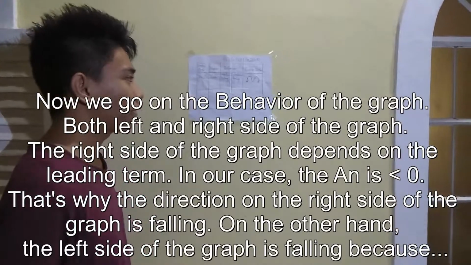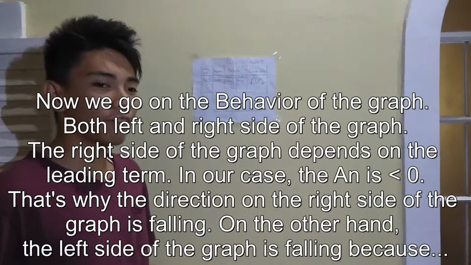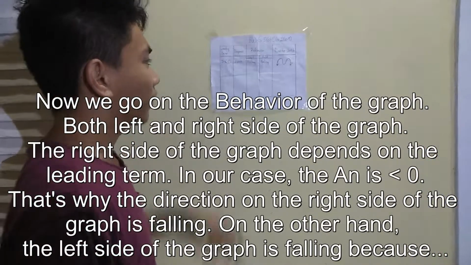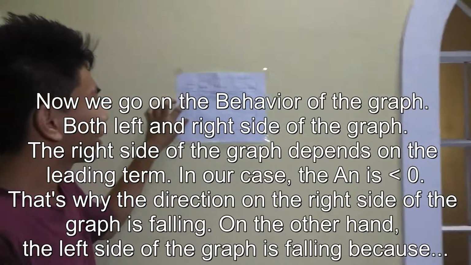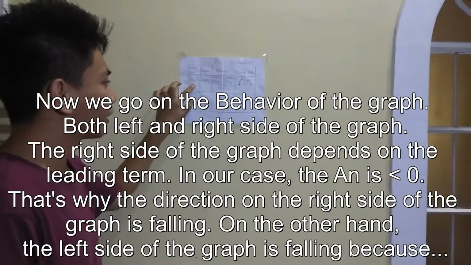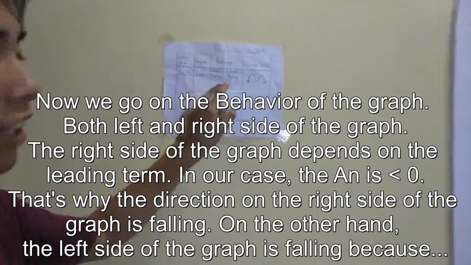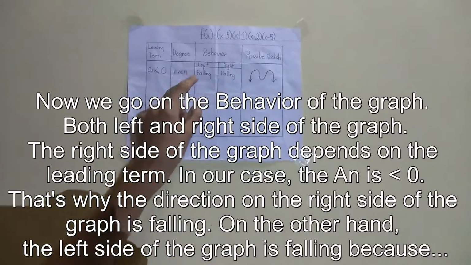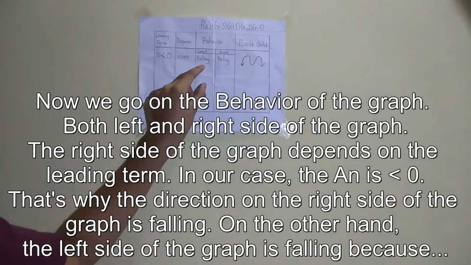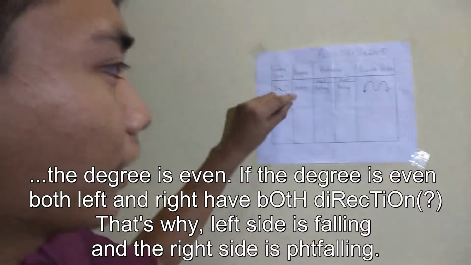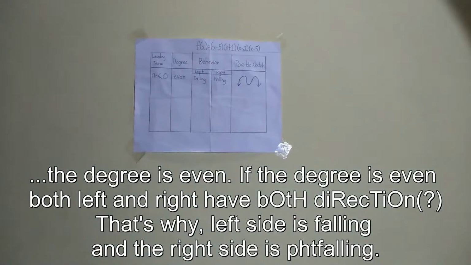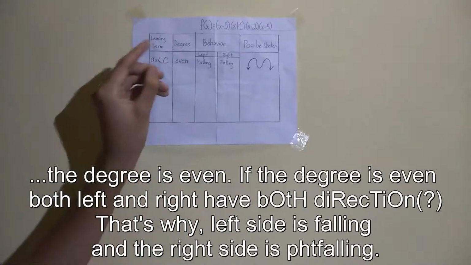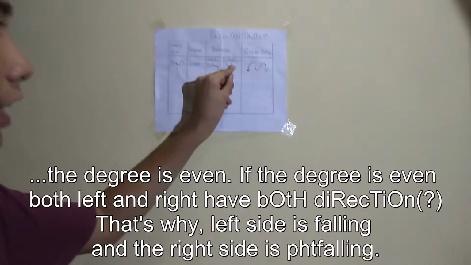Now we go on to the behavior of the graph, both left and right side of the graph. The right side of the graph depends on the leading term. In our case, a sub n is less than 0. That's why the direction on the right side of the graph is falling. On the other hand, the left side of the graph is falling because the degree is even. If the degree is even, both left and right have the same direction. That's why the left side is falling and the right side is falling.